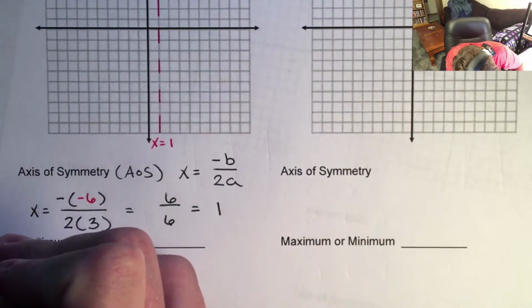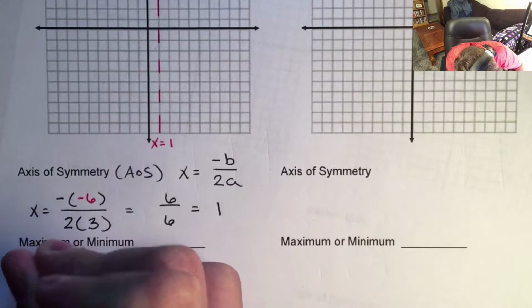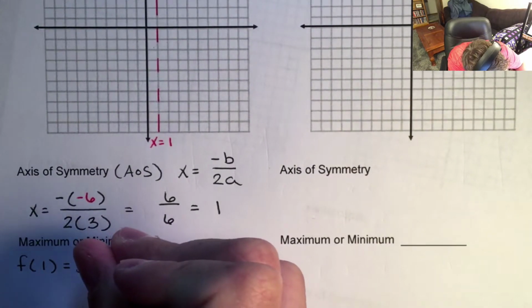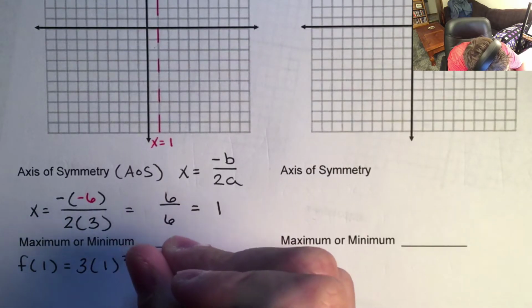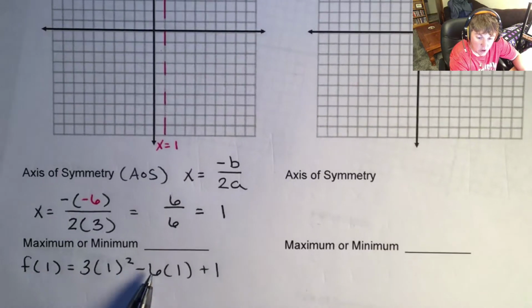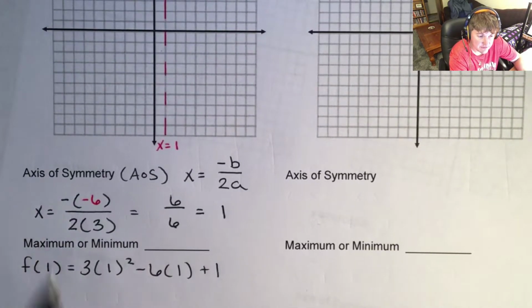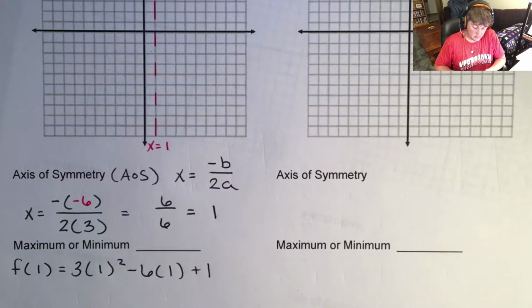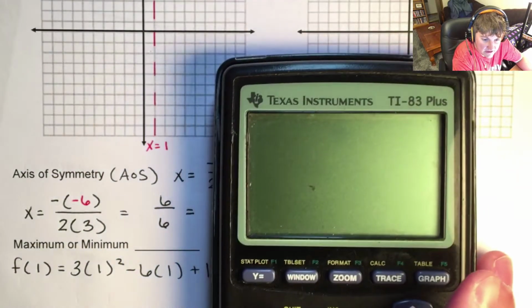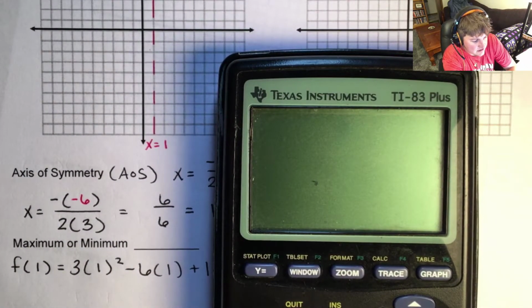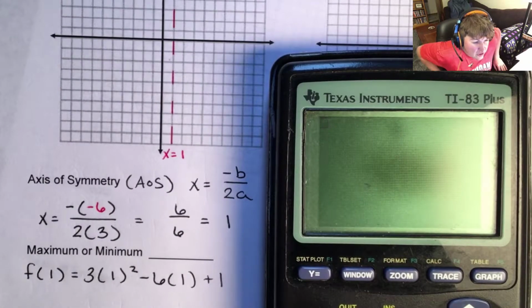So here, f of 1 is going to be equal to 3 times 1 squared minus 6 times 1 plus 1. Okay, and these ones I got from the axis of symmetry. We could solve that out by hand. Hopefully my calculator has enough battery life. It's running dangerously low. Yeah, it just died there. Okay, one second. All right, luckily I had batteries.